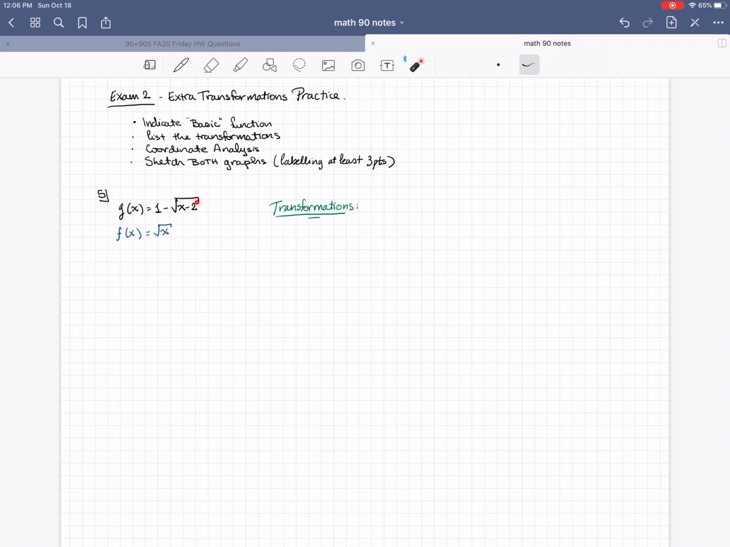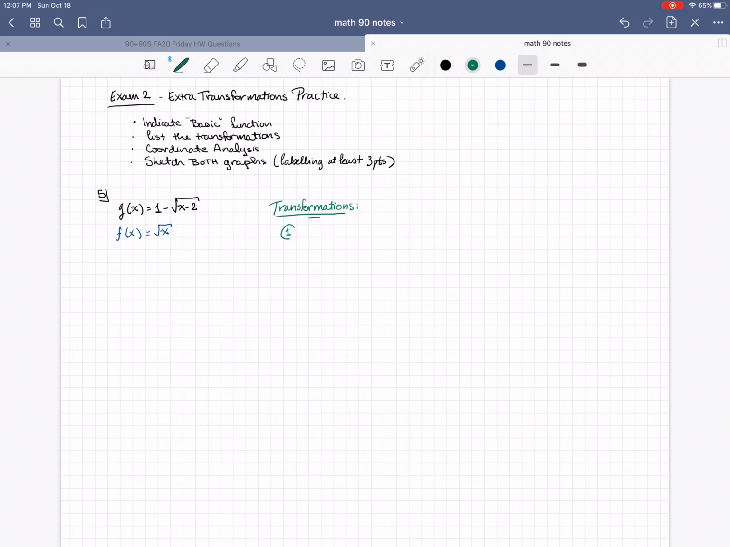Well, we have this minus 2 on the inside. That's going to be a shift to the right or left. We have this minus on the outside. That's going to be a reflection. And we have this 1 getting added on to the outside. That's going to be a shift up or down.